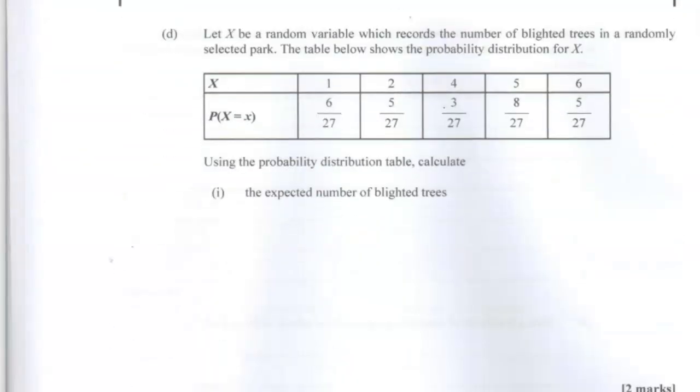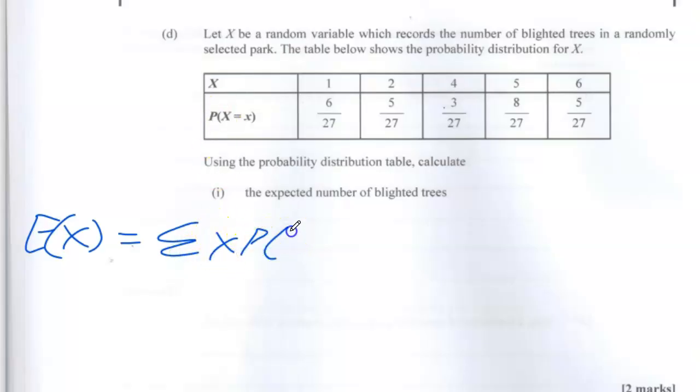Let x be a random variable which records the number of blighted trees in a randomly selected park. The table below shows the probability distribution for x. Calculate the expected number of blighted trees. So the formula for expected value: E of x is a summation of x times the probability that x equals x. So in this case, let's do the calculations.